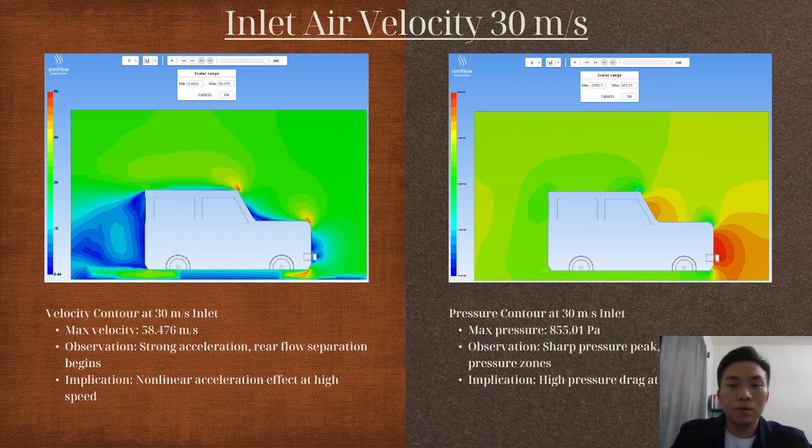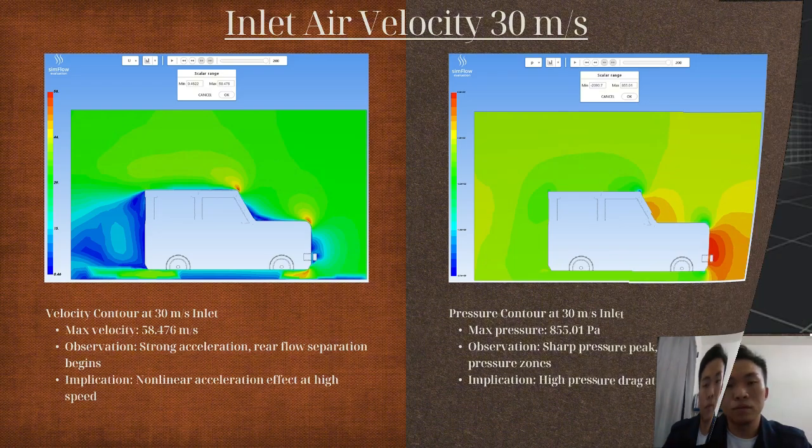At 30 meters per second, the pressure contour exhibits a sharp peak stagnation pressure of 855.01 Pascal at the front. The strong contrast between high pressure at the front and low pressure on the top and sides indicates a significant pressure differential, leading to elevated pressure drag.